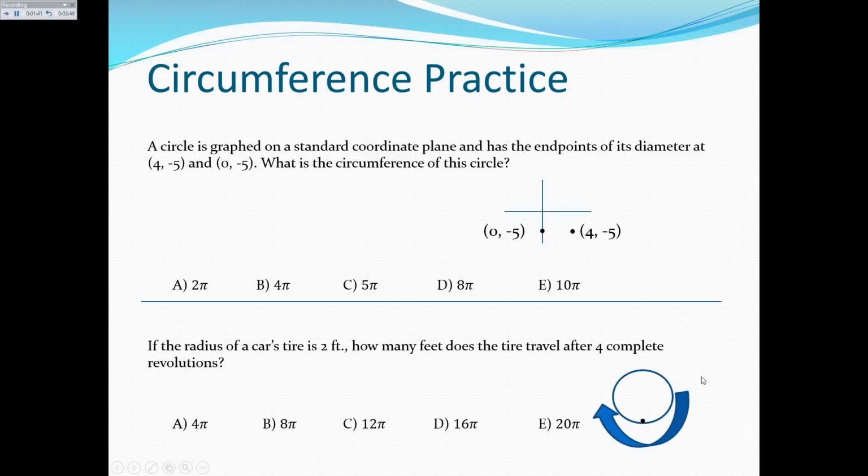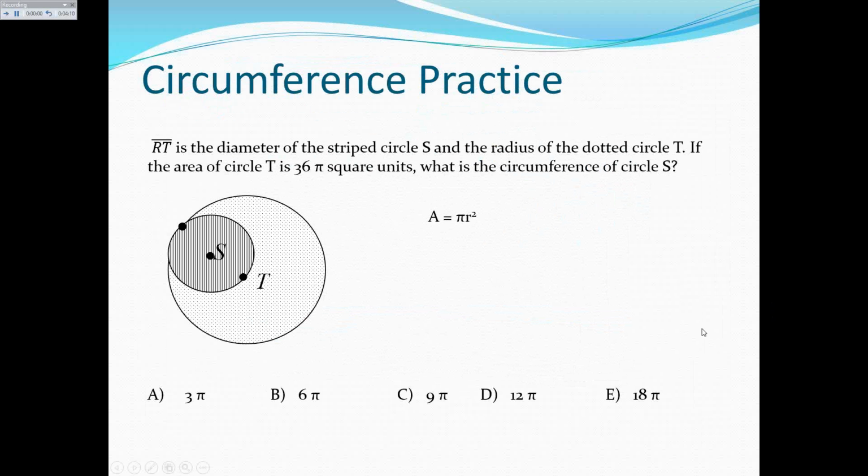That's 4 times. So you find if the radius is 2, what's the diameter? 4. How do you find the circumference? It's pi d, so it would be 4 pi. But how many times around is it going to go? 4. So you would multiply the 4 times around times its circumference, which was 4 pi, and that would be 16 pi. Circumference practice.